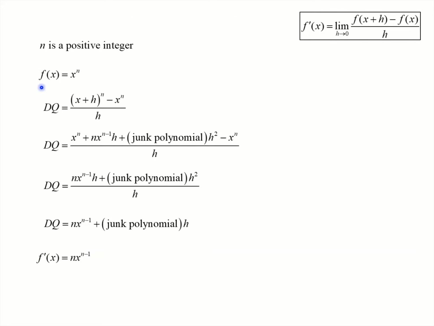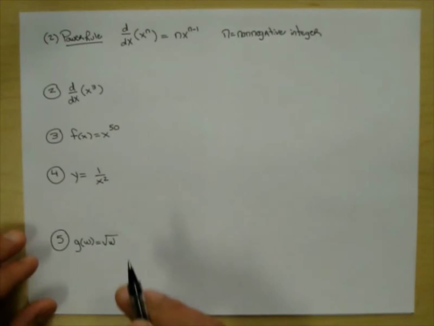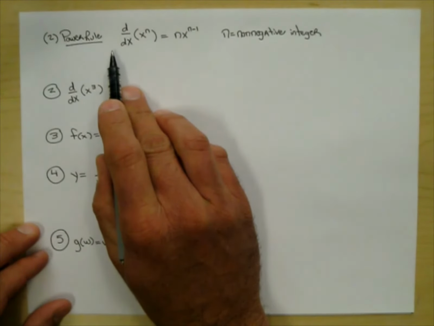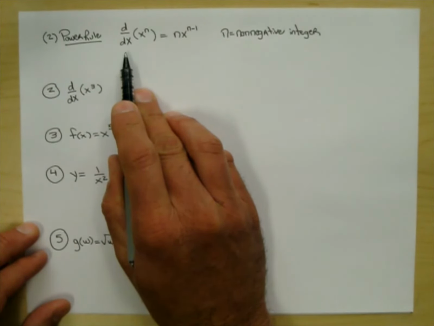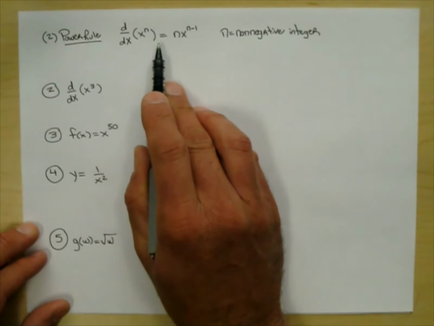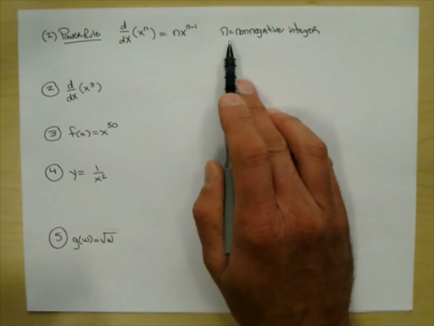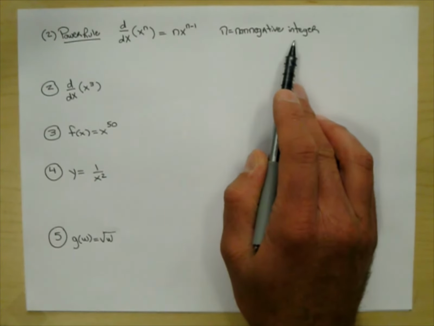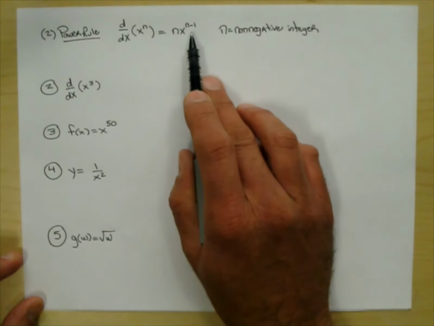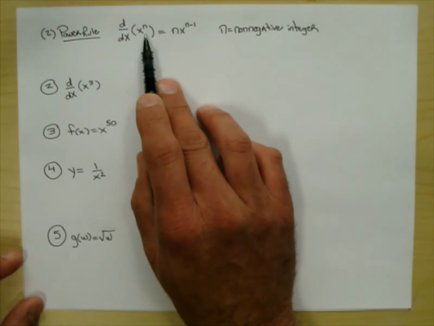So this will also work for non-negative integers, meaning it will also work if n is 0. And we'll see an example of that on the paper. So we'll go back to the paper now. Here's the rule that we just proved, the power rule. The derivative of x to the n equals n times x to the n minus 1. And I'm changing it here. I'm saying that n is a non-negative integer, so I'm including 0 in that as well.